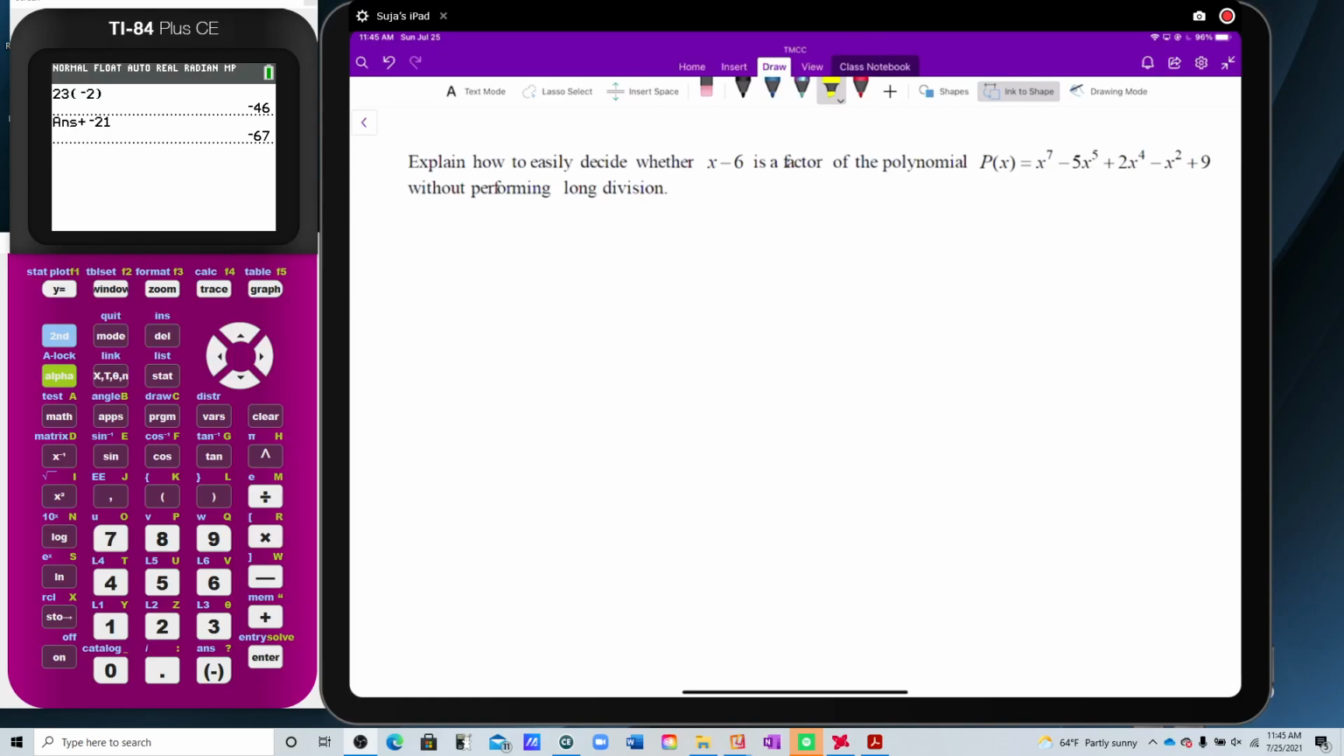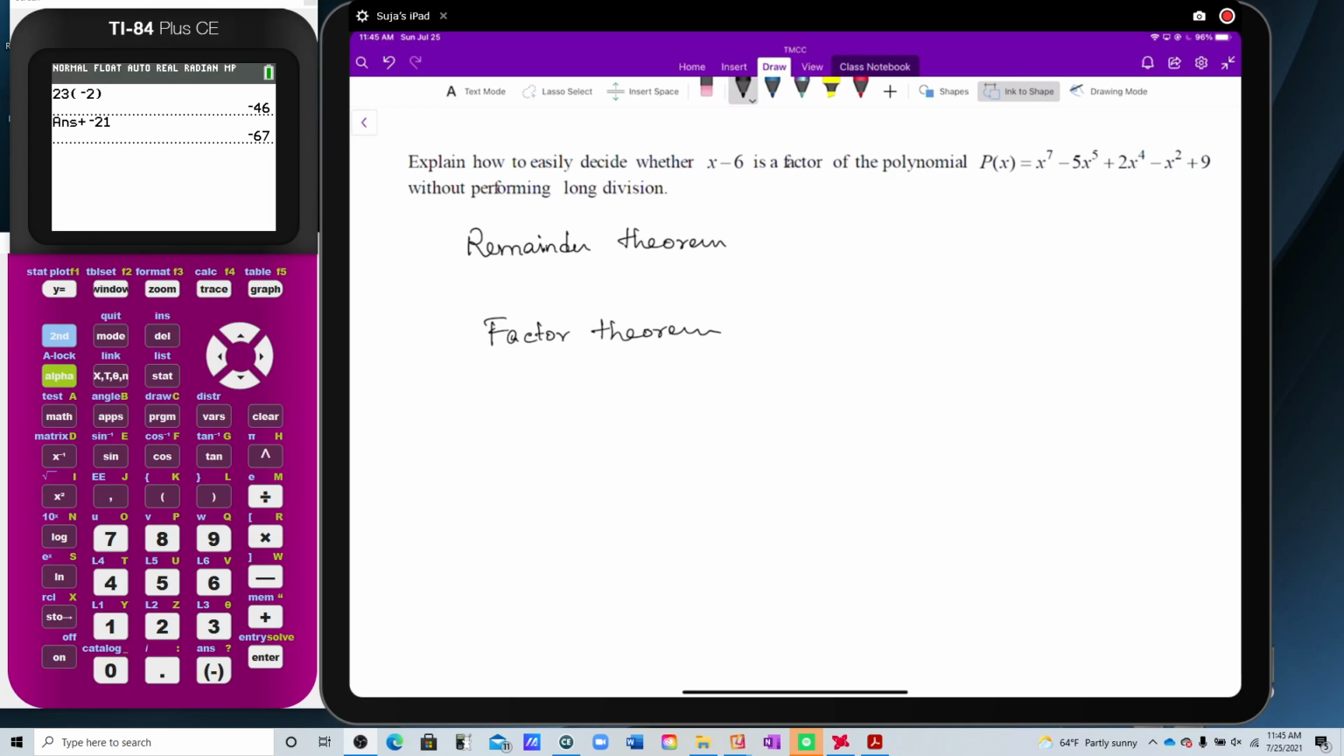Okay, so in this problem, in order to answer this question carefully, you need to know two theorems. One is called the remainder theorem, and the other one is the factor theorem. So without performing long division, we can answer this question if we know what these two theorems are. So what is the remainder theorem?